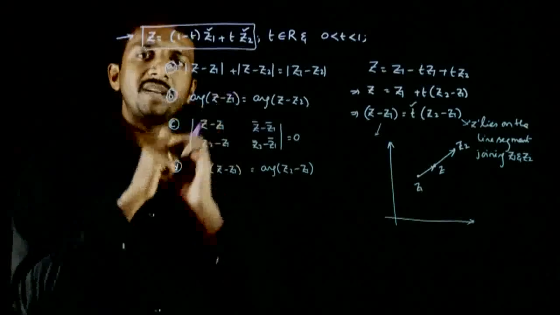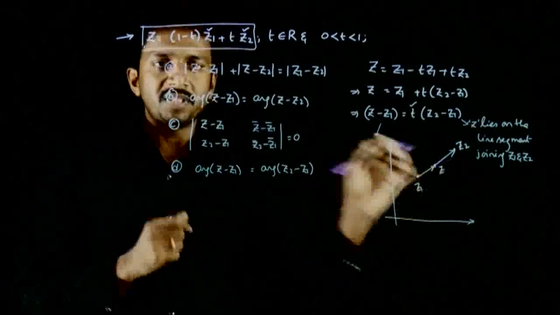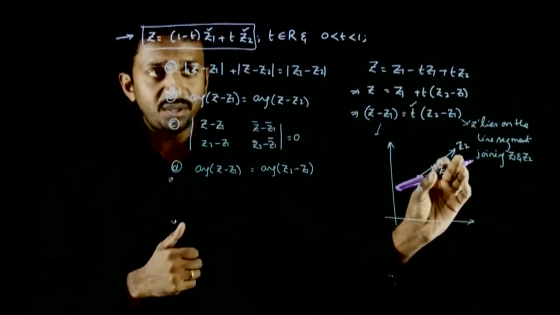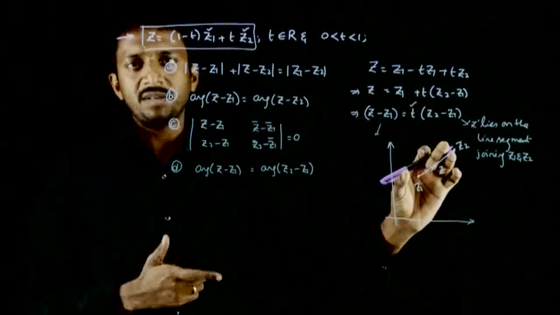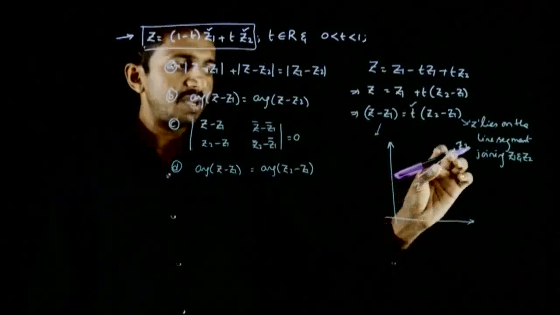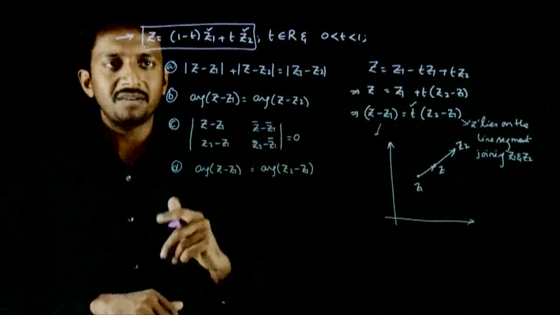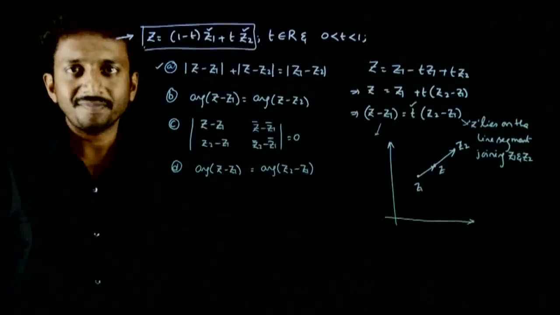Mod of z minus z1, that is nothing but the distance between z and z1, plus mod of z minus z2, the distance between z and z2, is equal to mod of z1 minus z2. Right, this distance plus this distance is equal to this distance, because these three points are collinear. So option A is right.